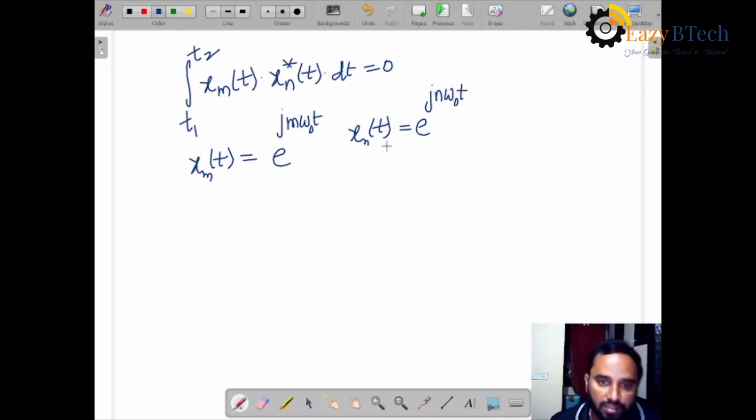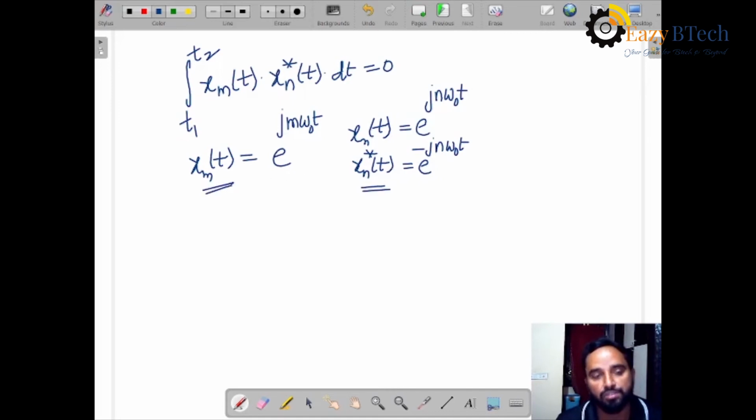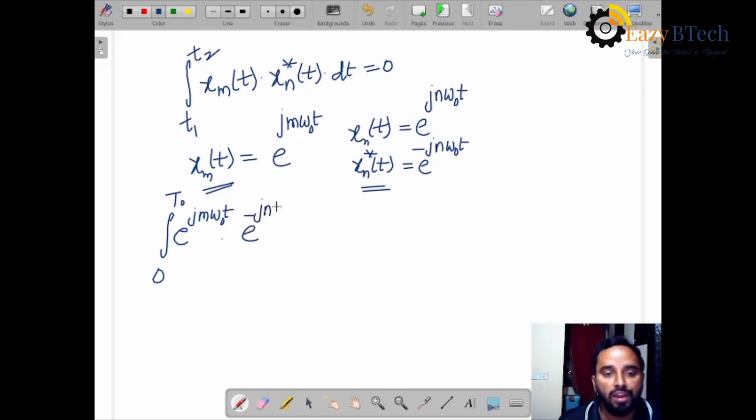What is x star here? Complex conjugation of xn of t, that is x star. So it will become e power minus j n omega naught t. This is xn star of t. So after knowing these two, we go for integration. Here the integration limits are 0 to t naught, and e power j m omega naught t into e to the power minus j n omega naught t dt.